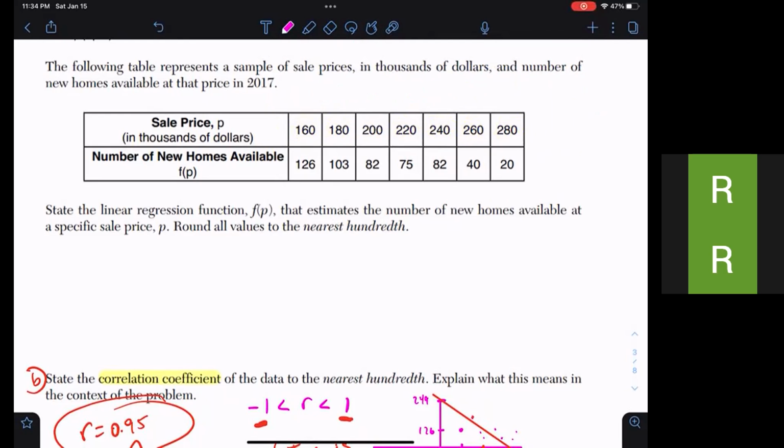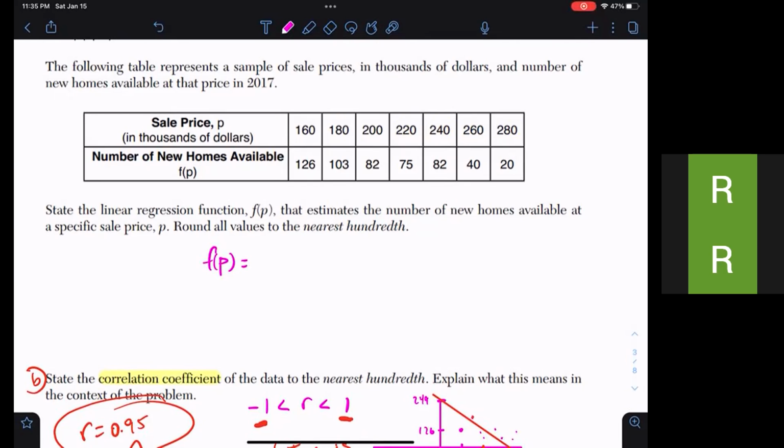or the x values, or the independent variable, and this is the dependent variable, this f of p, right? So they say the number of new homes available. So you have 126, 103, 82, talking about this, right? So you have x values and y values, input and output, you can think about that. So here they say state the linear regression function. So they want you to write a function for this f of p that estimates the number of new homes available at a specific sales price p. Round all values to the nearest hundredth, right?